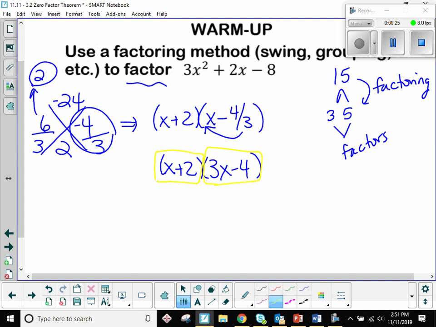So the first group is a factor. The second group is a factor. And just like over here with the 15, when you multiply the two factors together, you get back what you started with, right? 3 times 5 is 15. So if I multiplied these two factors together, what would I get? 3x² plus 2x minus 8. Perfect. So keep this in mind for just a second.